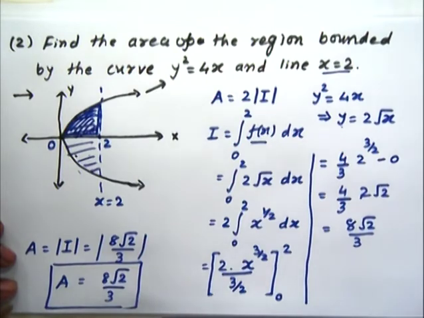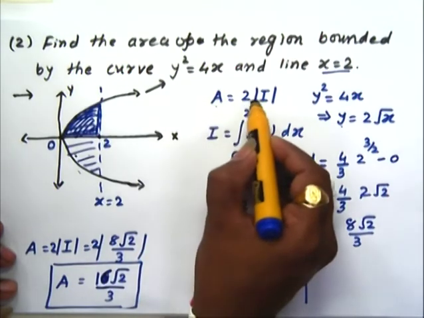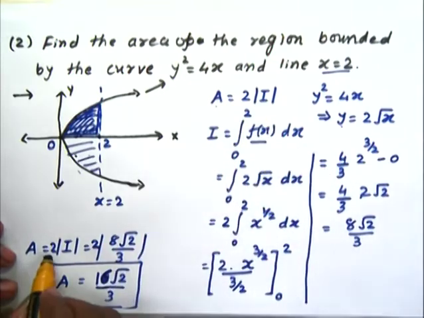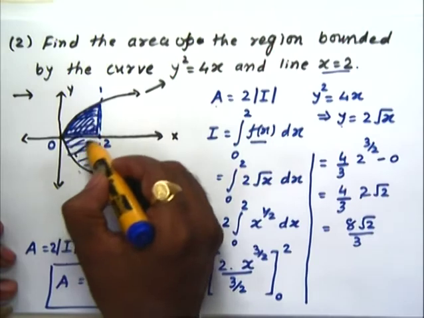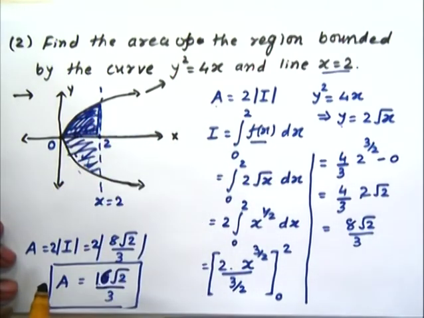I think you all can understand this. Sorry, this is 2 mod I, so we have to multiply by 2, so the answer is 16 square root 2 divided by 3, because A equal to 2 mod I. So 2 into 8 is 16 square root 2 divided by 3. So this is the area of this whole region. Okay.